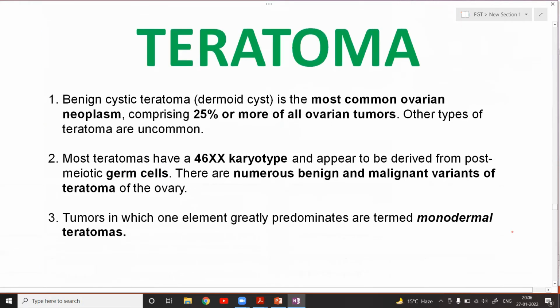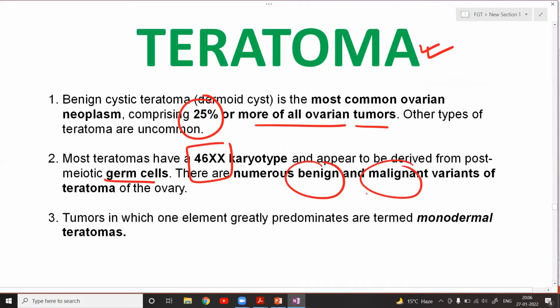The last and the most important germ cell tumor, very important for your exam, is your teratoma. Now remember, benign cystic teratoma is the most common ovarian neoplasm overall, comprising 25% or more of all ovarian tumors. Most of the teratomas have a 46XX karyotype and appear to be derived from post-meiotic germ cells. Now there are numerous benign and malignant variants of teratoma of the ovary.